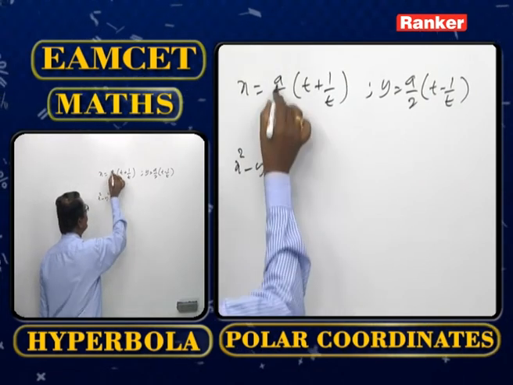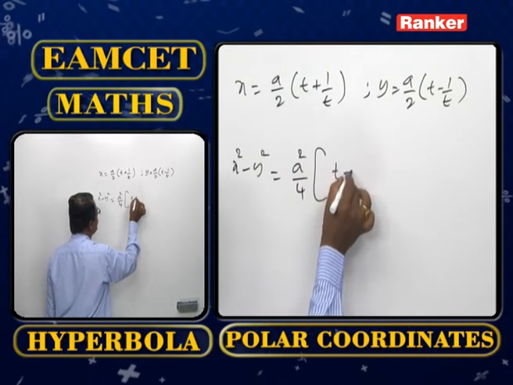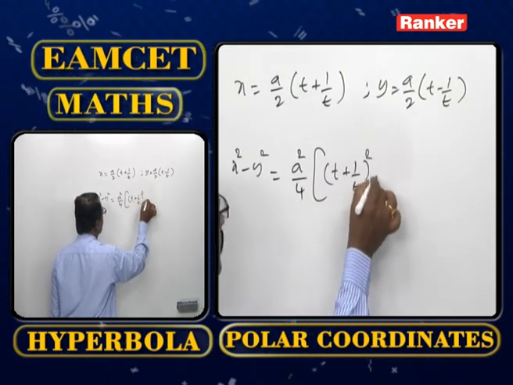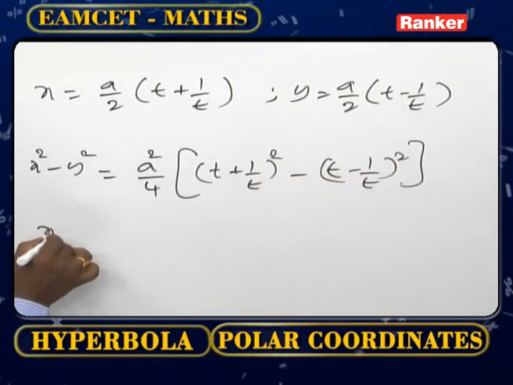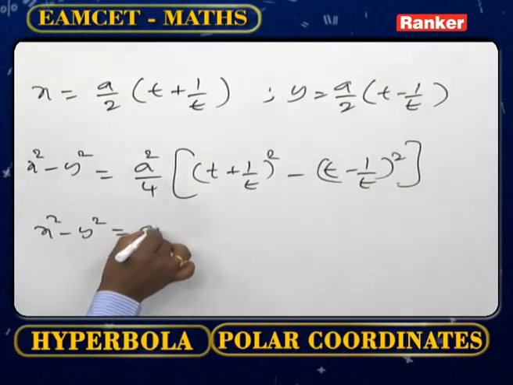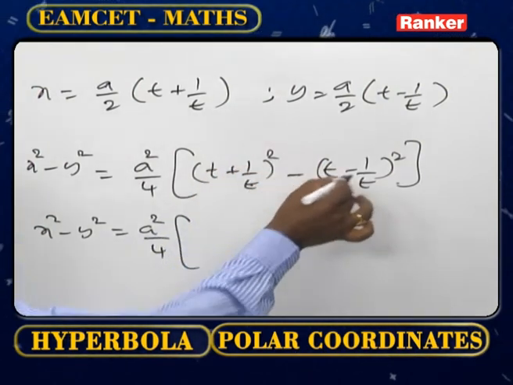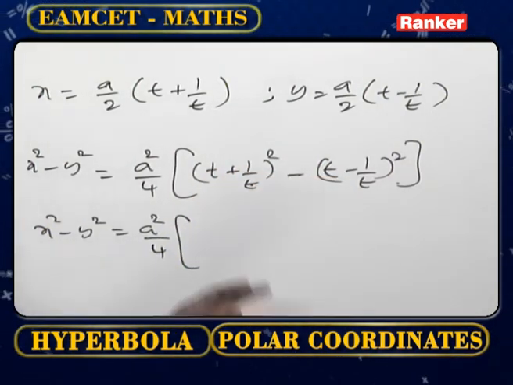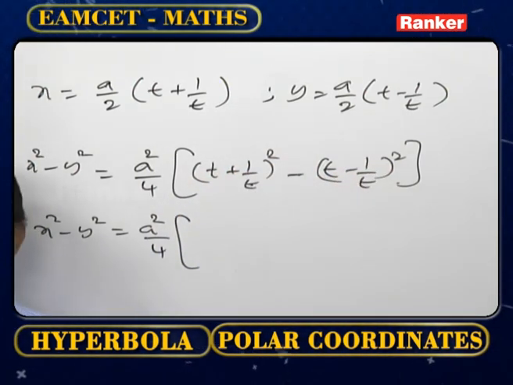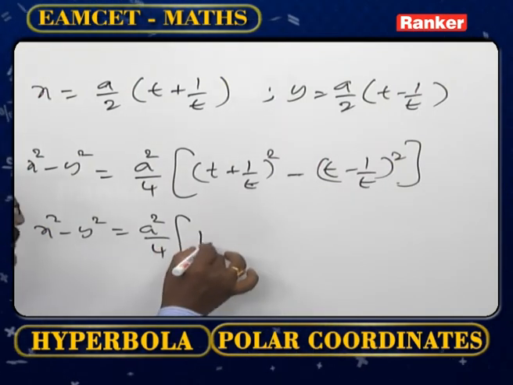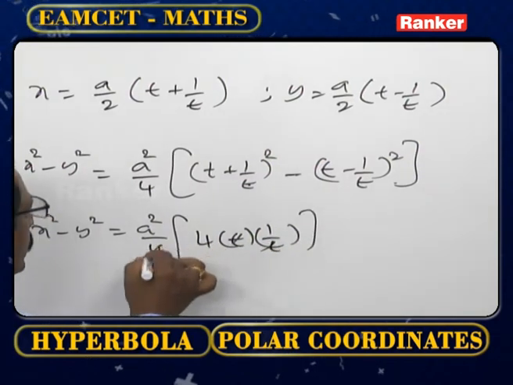equals a square by 4, take common, we get t plus 1 by t whole square minus t minus 1 by t whole square. Now x square minus y square equals a square by 4 into t plus 1 by t whole square minus t minus 1 by t whole square. It is in the form of a plus b whole square minus a minus b whole square, which equals 4ab. Now 4t into 1 by t. Now t gets cancelled, 4 also cancels.